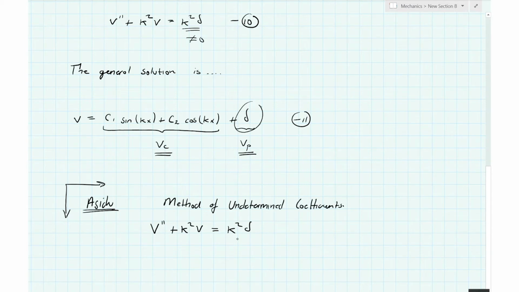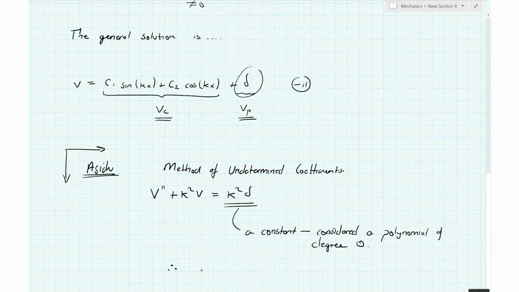What we do is we look at this and we say that that is a constant, which could be considered a polynomial of degree 0. So we're going to assume VP is equal to some constant A. Again, this is a constant, so there's no x in there. And a constant could be considered a polynomial of degree 0. Because of that, we assume that VP, our particular solution, is equal to A, a general polynomial of degree 0.